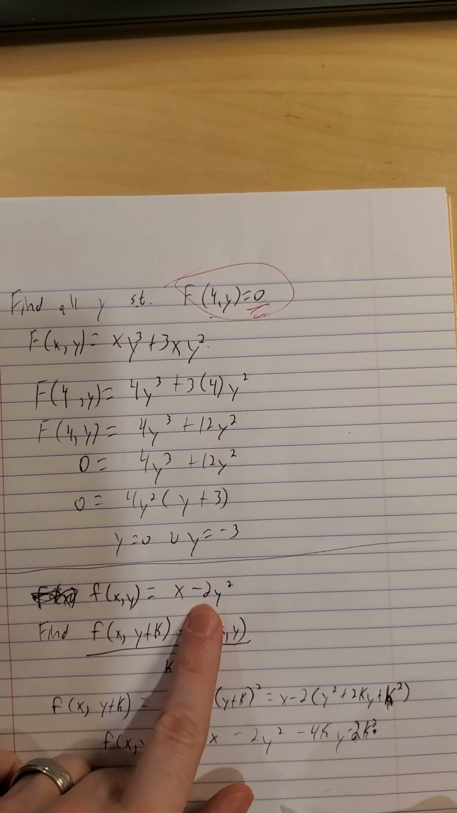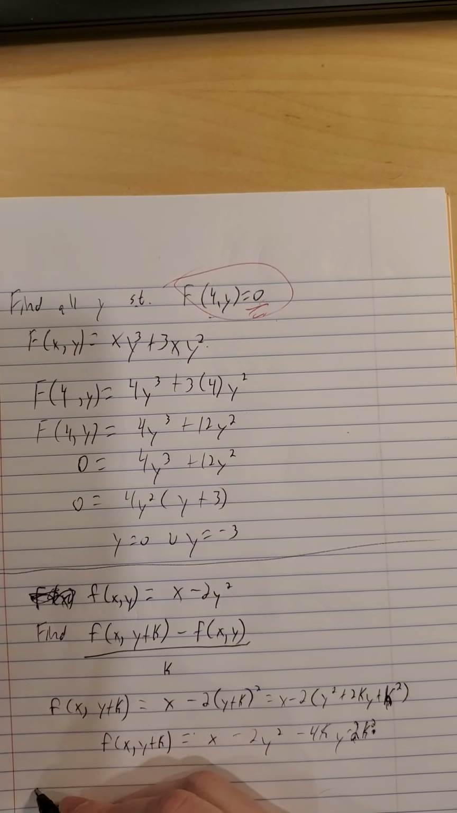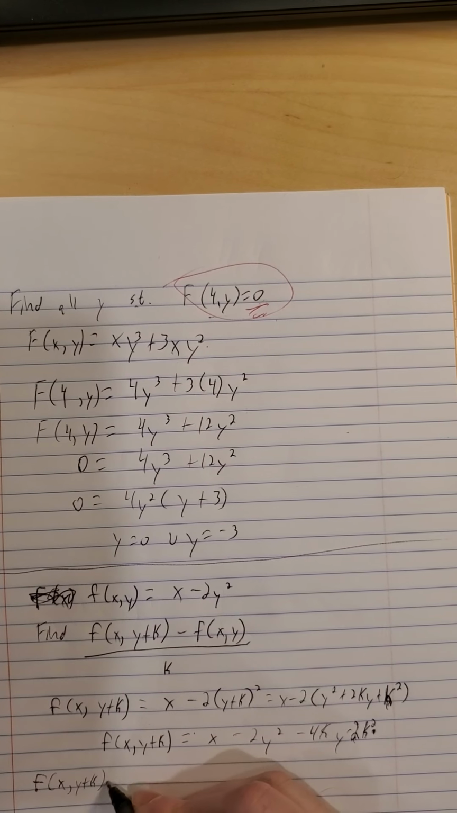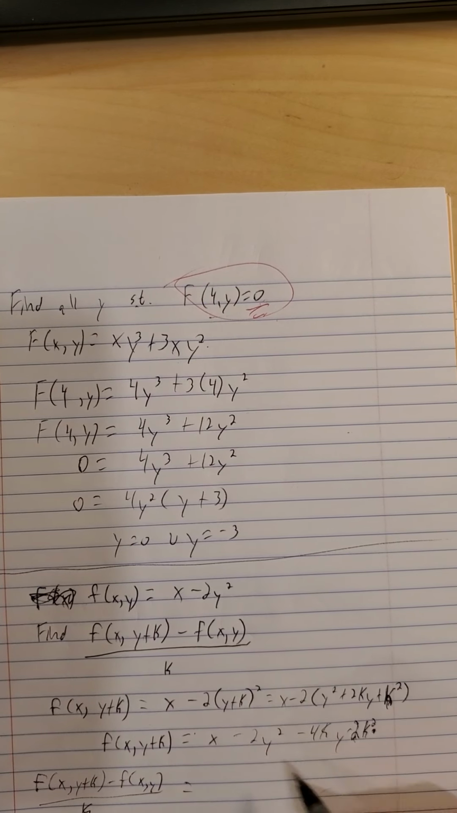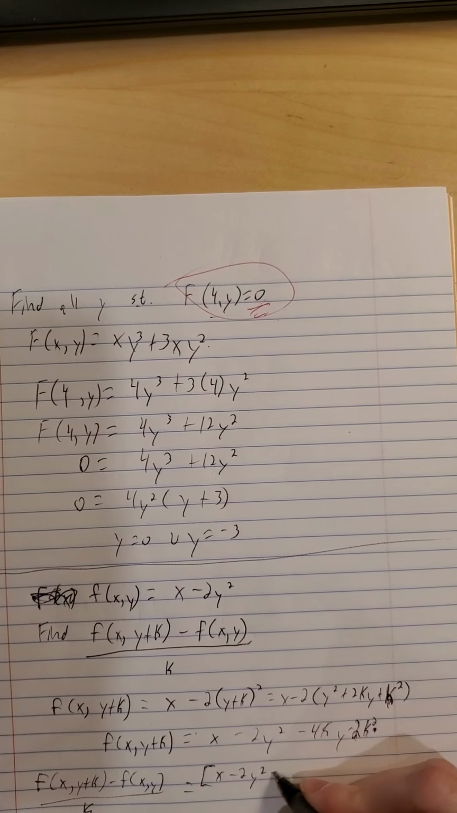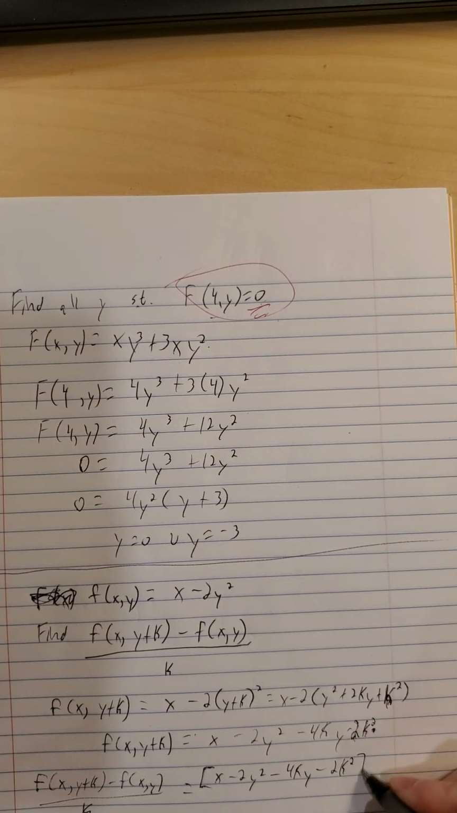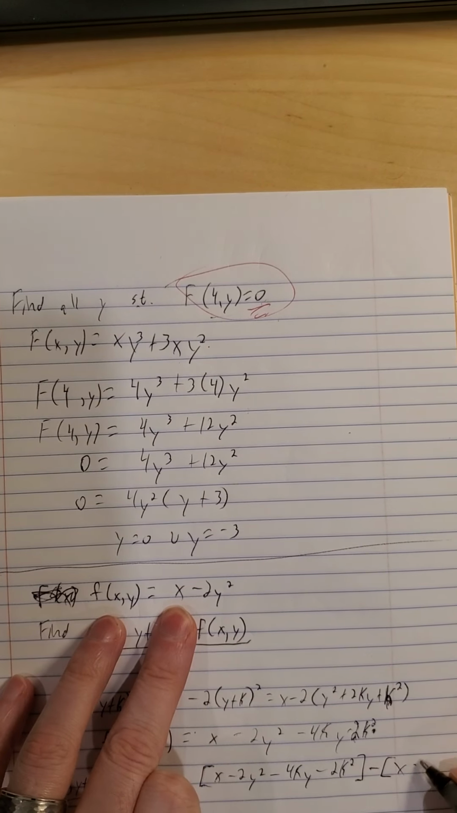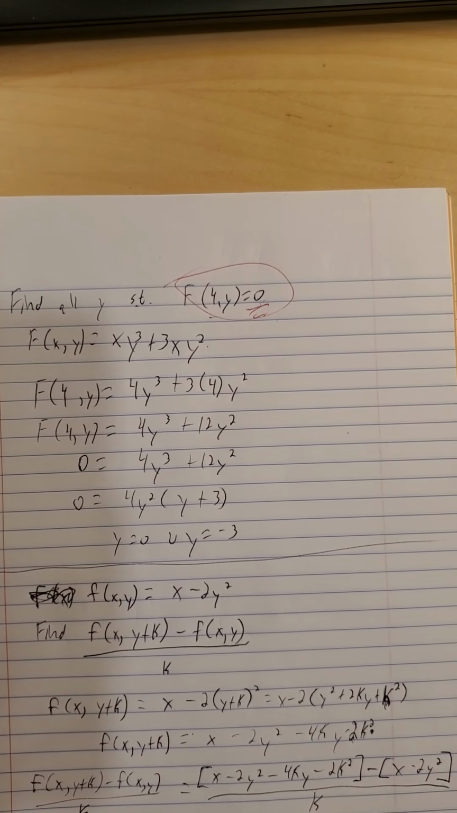F of x,y, we already have that, and k is just one variable out by itself. We've got all the pieces we need. So f of x comma y plus k minus f of x,y all over k. Now we're down to just a substitution step. So x minus 2y squared minus 4ky minus 2k squared minus the quantity f of x,y, that is x minus 2y squared, and a k at the bottom.